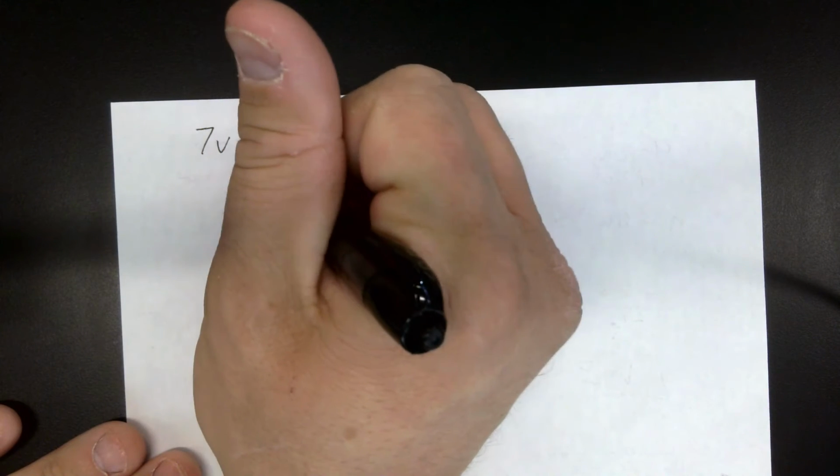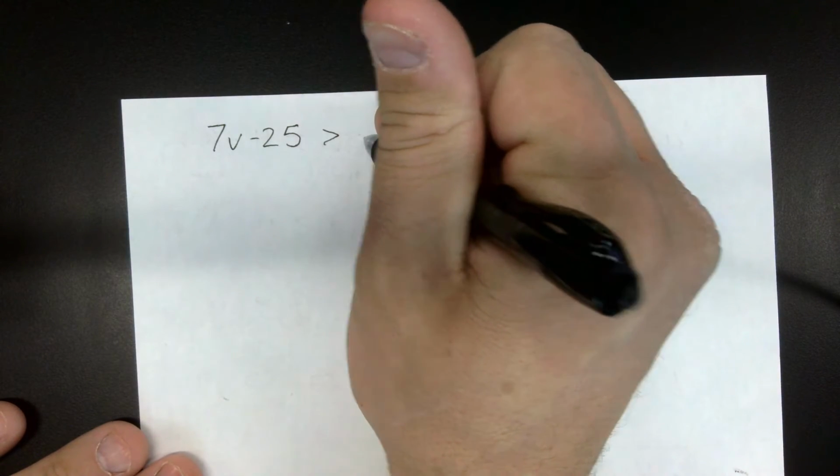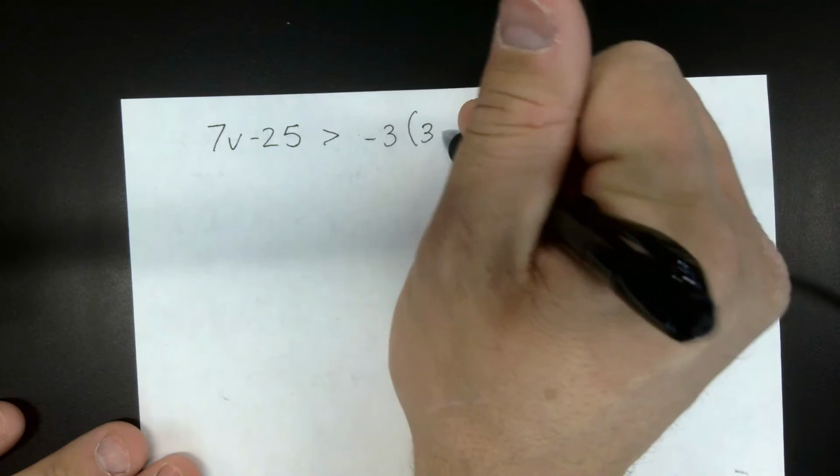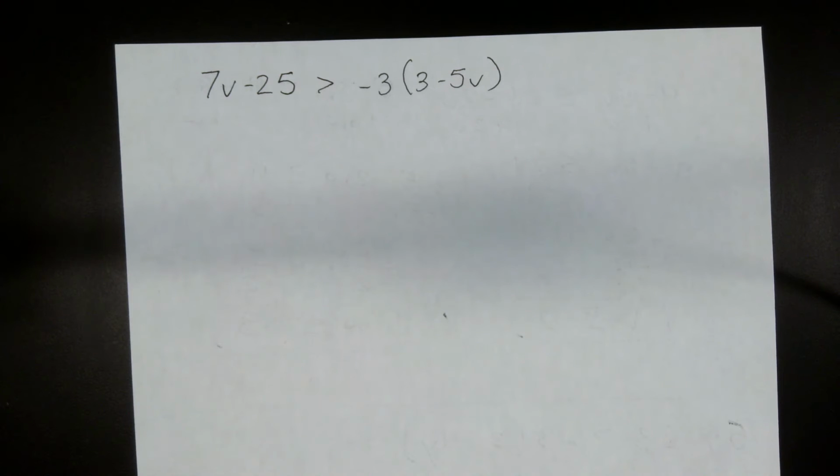Here's another. Hey, take out a piece of paper. I want you guys to try this one on your own. 7v minus 25 is greater than negative 3 minus 5v. Go for it.